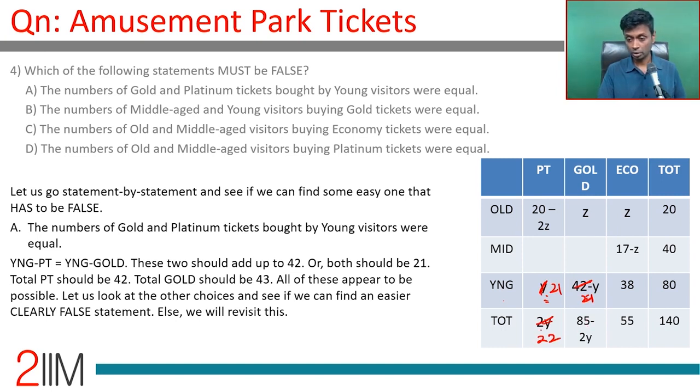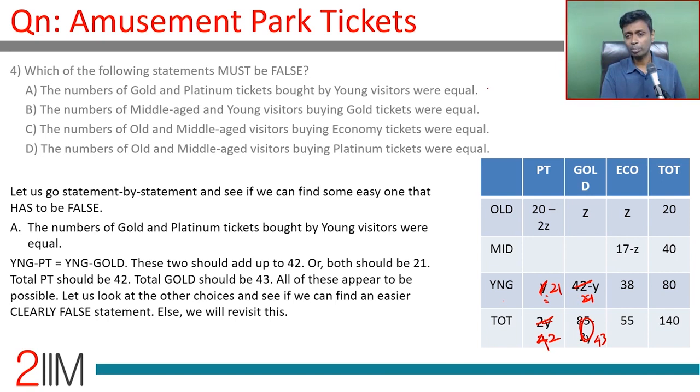Sorry, this should be 2y, 42. 21, 21, 42. 85 minus 2y. This is 43. So far, so good. This is 42. This is 43. 42 plus 43 is 85 plus 55, 140. 21, 21, 38. That seems to work. Nothing seems to be going anomalously wrong so far. And so maybe something else will go wrong. Maybe something else will break down.